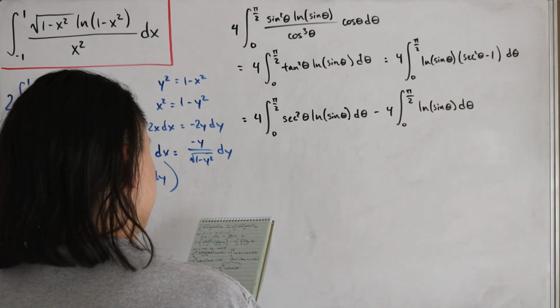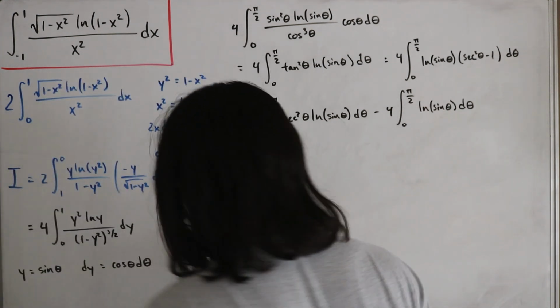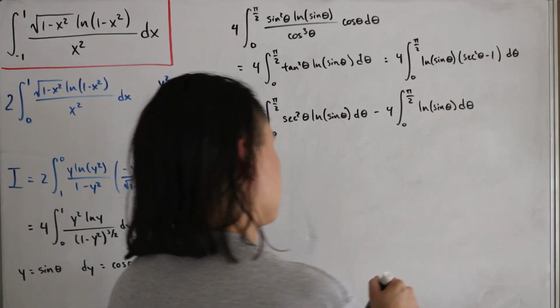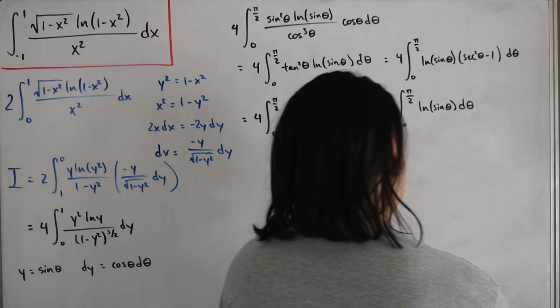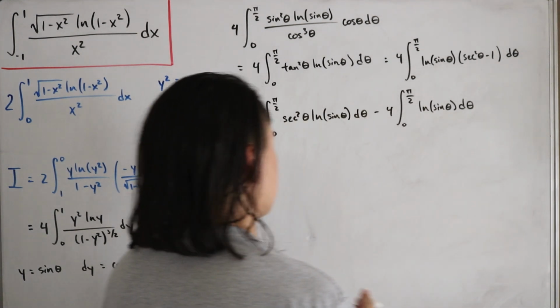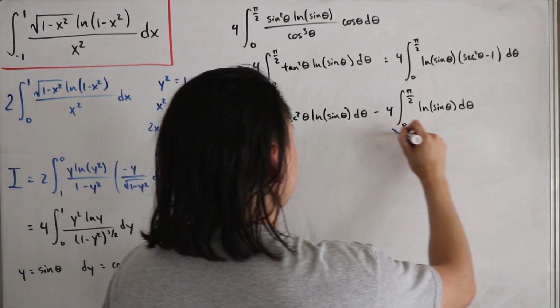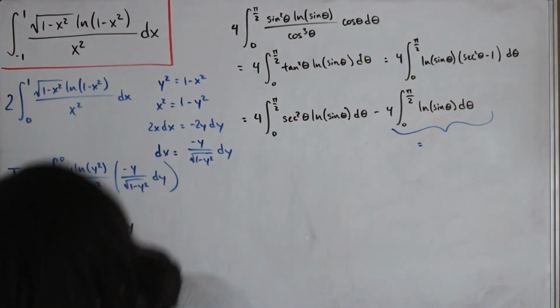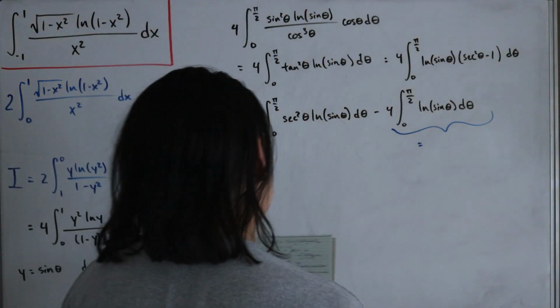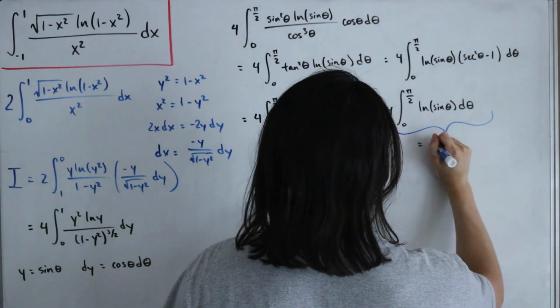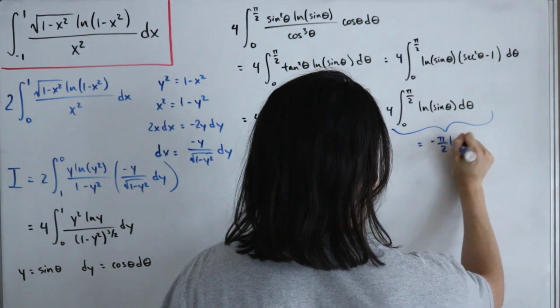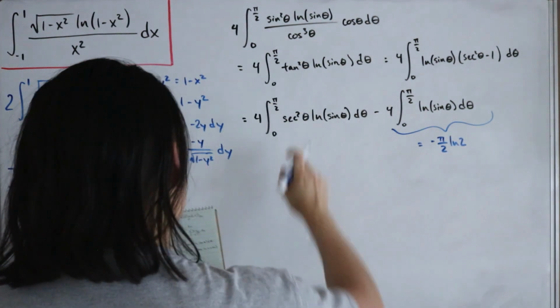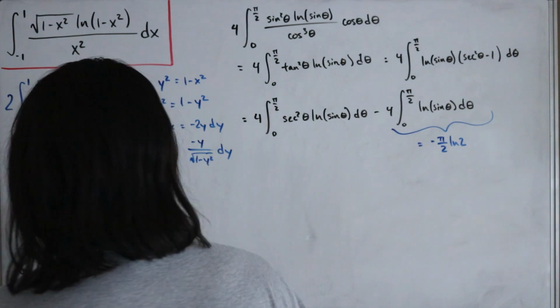All right, so now this one, we're going to treat as a given. There are tons of resources and videos out there that go through this evaluation, so you can look this up yourself. This is actually going to equate to the value of negative pi divided by 2 times the natural log of 2. And then the next thing is that we have to calculate this integral over here.